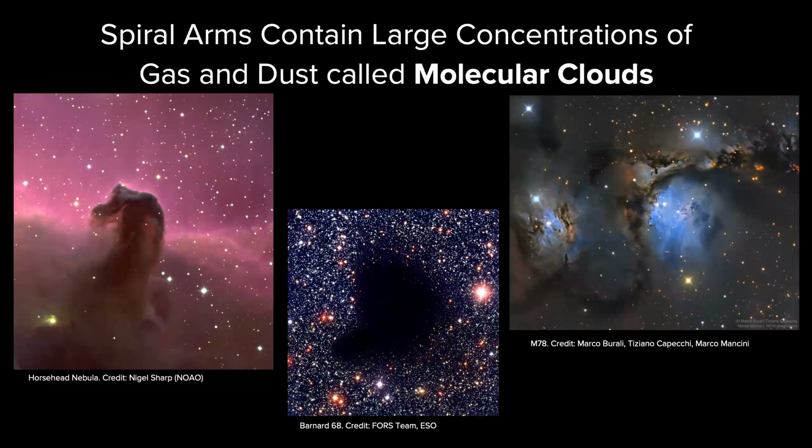This is important because spiral arms contain large concentrations of gas and dust we call molecular clouds. Molecular clouds can come in a large range of shapes and sizes. They can contain anywhere from a few to a few million solar masses of material and can span sizes from tens to hundreds of light years across. Molecular clouds can appear cool and dark, like Barnard 68, shown here in the center of the slide, or they can serve as the birthplace of new stars, which heat up and light up the clouds to produce beautiful nebulae. For example, the Horsehead Nebula to the left, or M78 to the right.